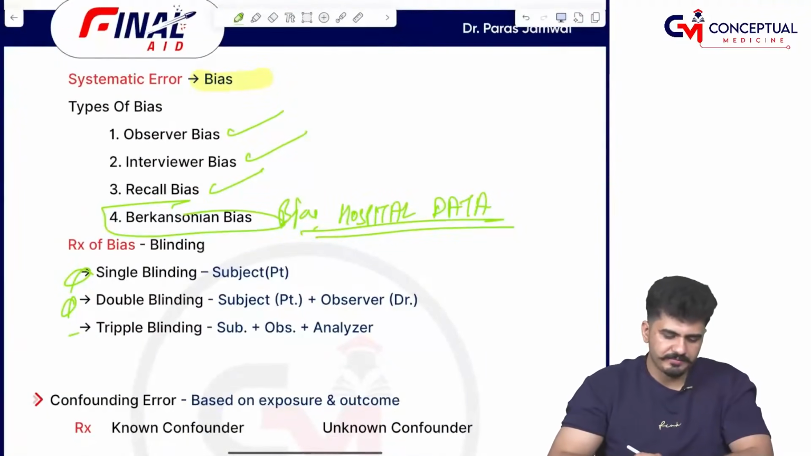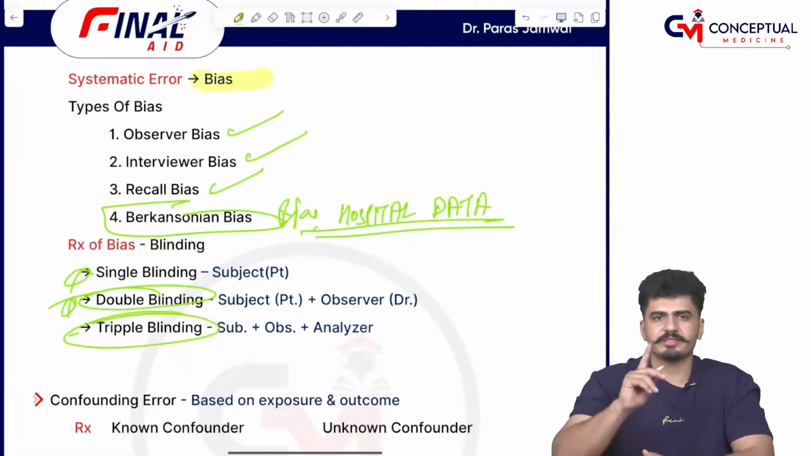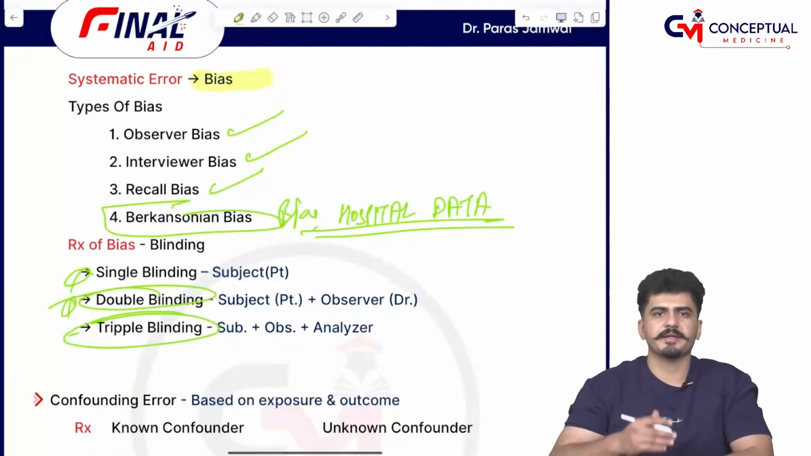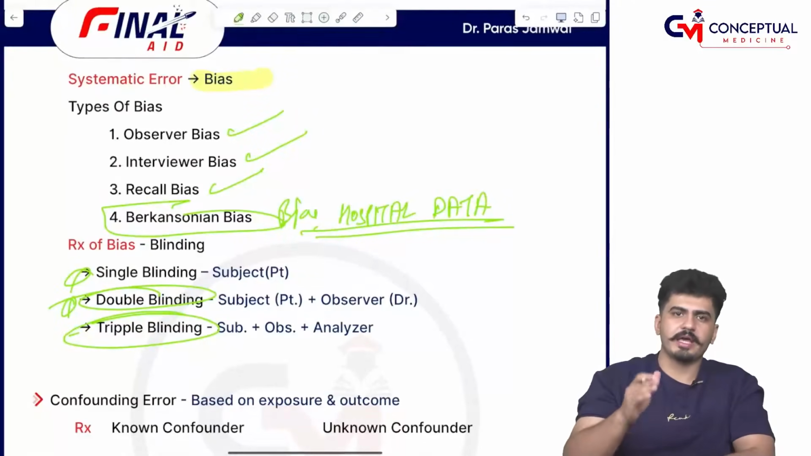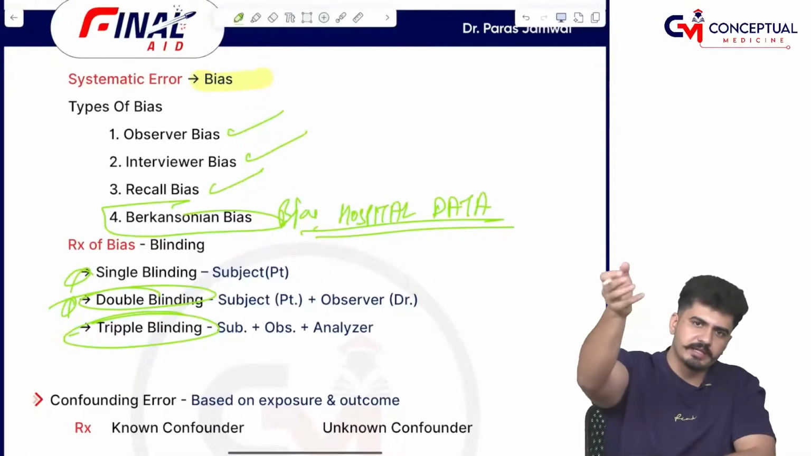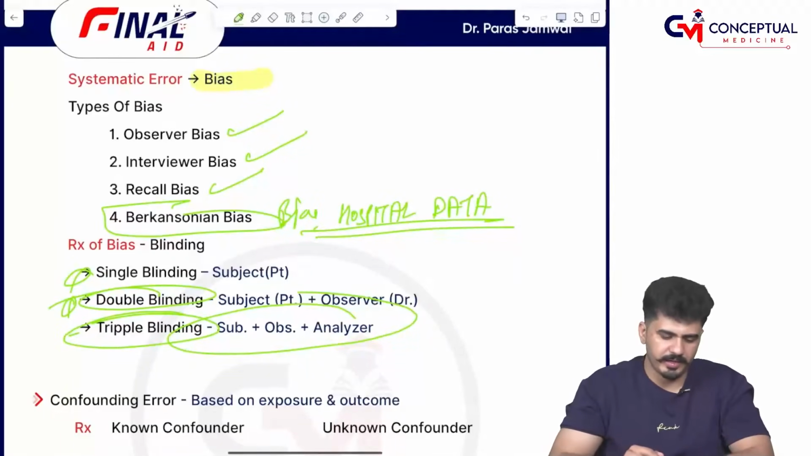Then treatment of bias: single blinding, double blinding and triple blinding. Single blinding, only the subject is blind. Double blinding is subject and observer, that means patient and doctor both are blind. Triple blinding, patient, doctor and observer, or you can say analyzer, all three are blind. So this is the treatment of bias, blinding.